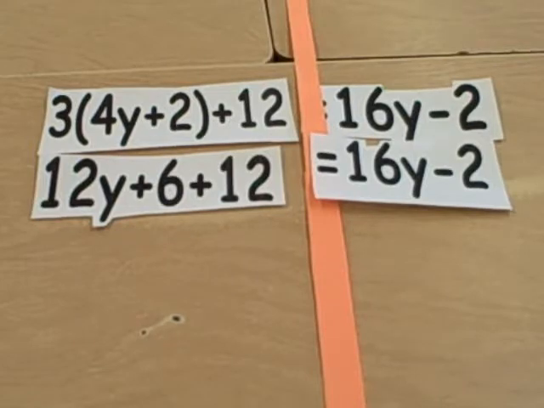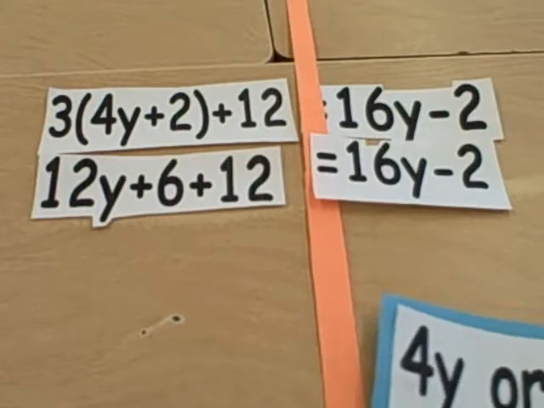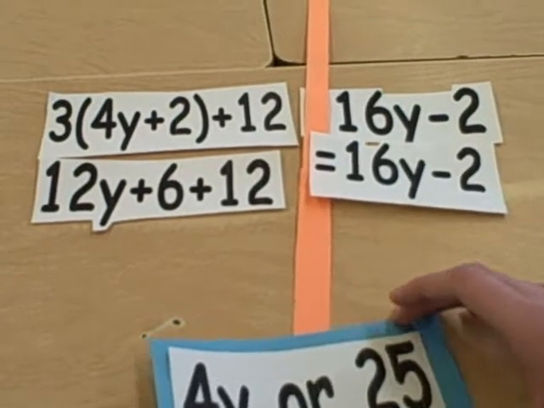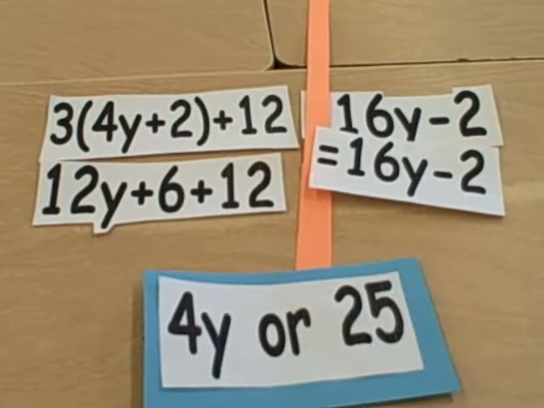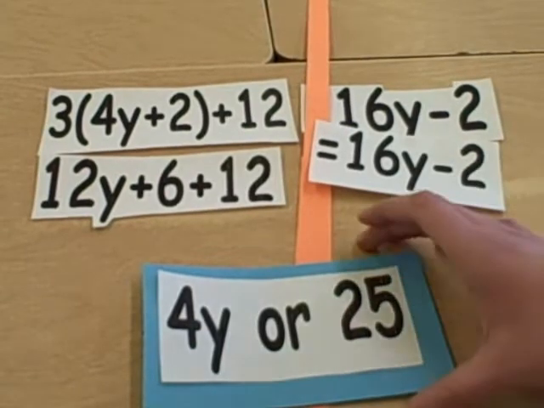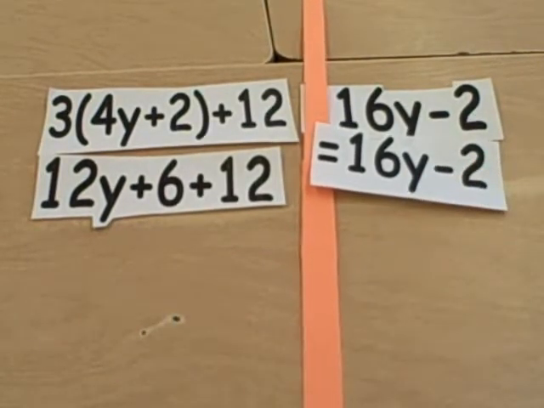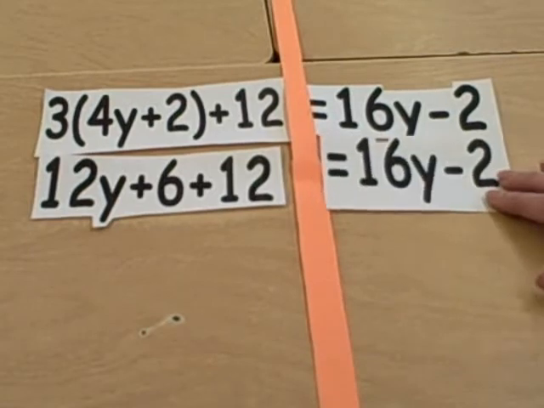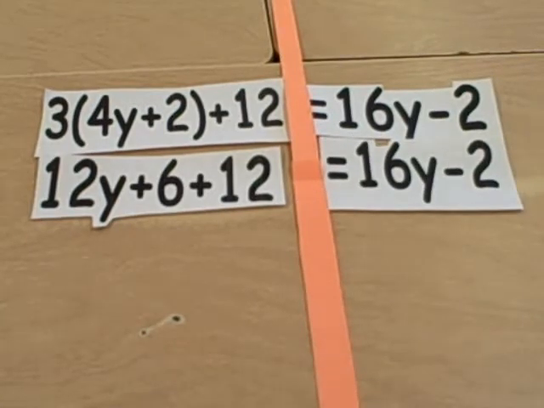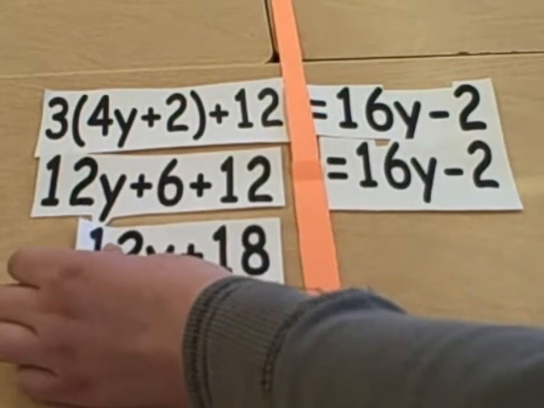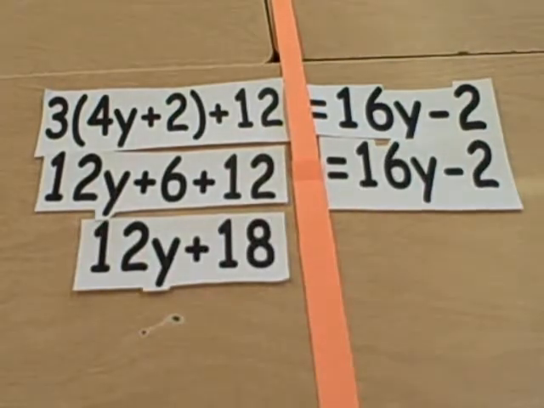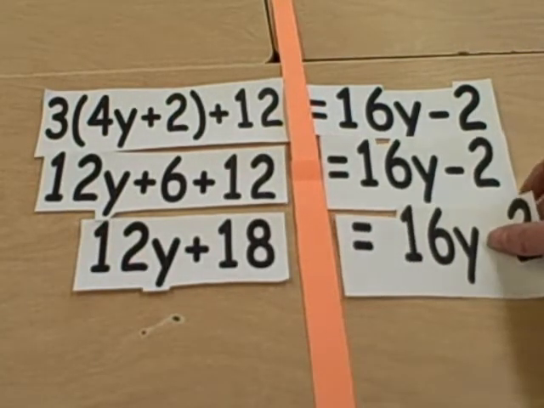The next thing you want to do is combine like terms on both sides of the equation. So those are like terms right there. 4y, you'd combine 4y with 12y, for example, and you'd combine 25 with 2, for example. So when you combine like terms on one side of the equation, you'll end up with 12y plus 18. And then you can't combine anything on the other side of the equation because they are not the same.